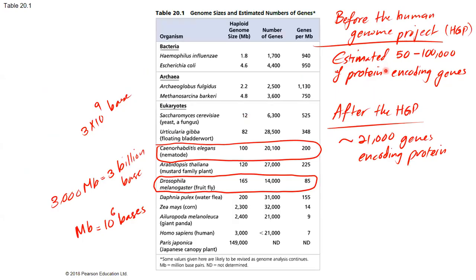Before the Human Genome Project, scientists estimated that human cells might have between 50,000 to 100,000 genes encoding proteins, based on the number of proteins found in human cells. But after the Human Genome Project, scientists were shocked to discover that the number of genes is even less than this, and alternative splicing explains how this lower number of genes can produce this large number of proteins.